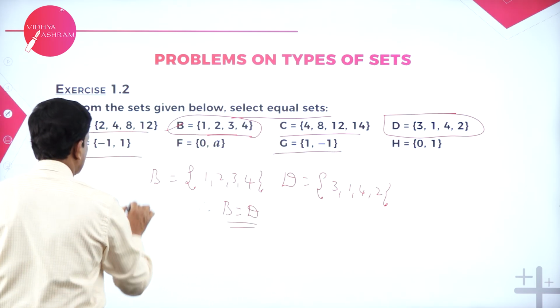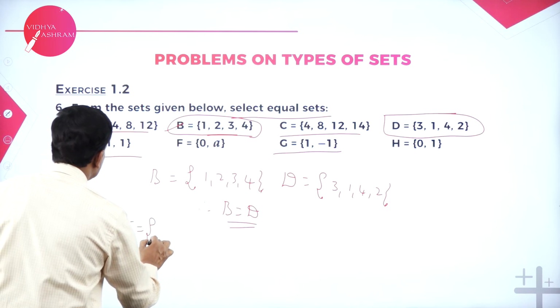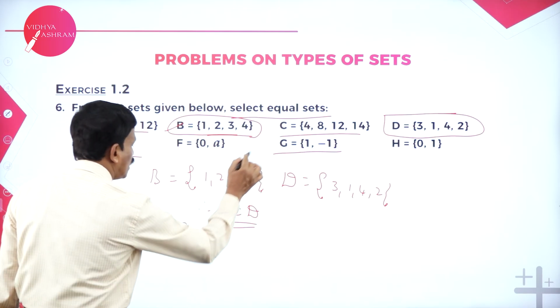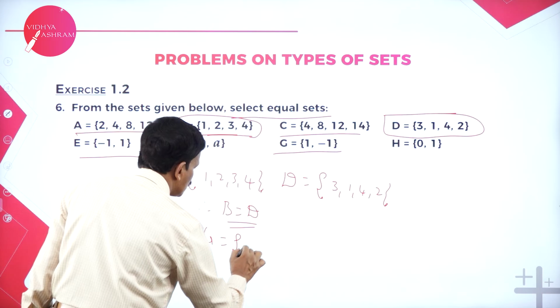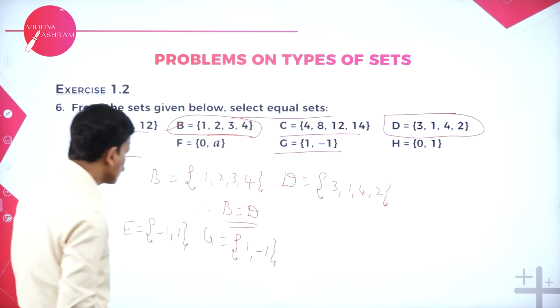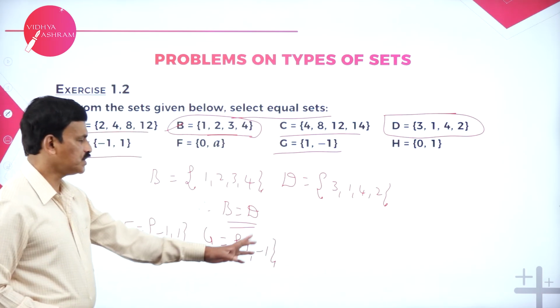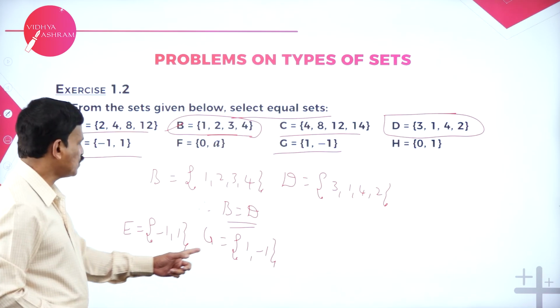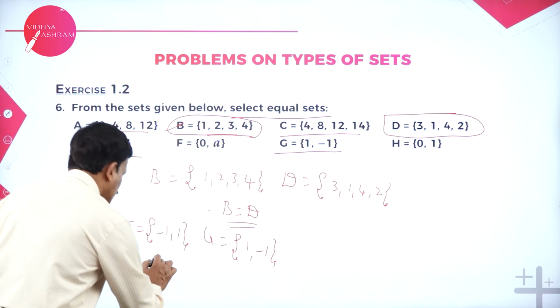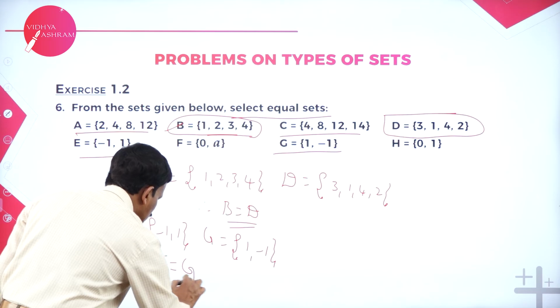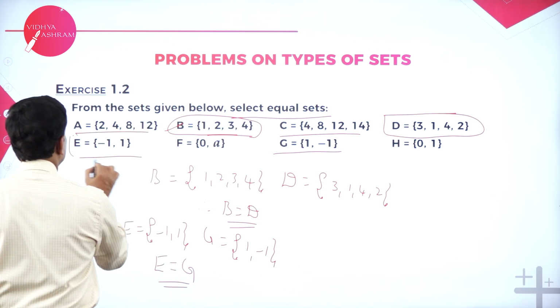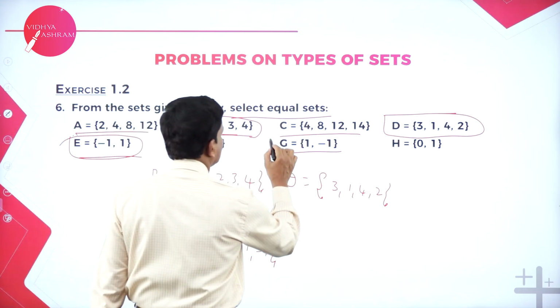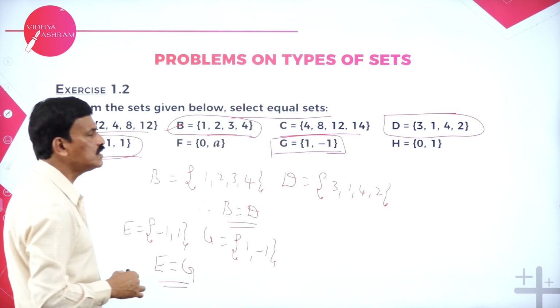Now let us come to this set. G, E and E. What does E contain? E contains minus 1 comma 1 and G contains 1 comma minus 1. See here. So E contains minus 1, G also contains minus 1, E contains 1, G also contains 1. So straight away you can say E is equal to G. So the set E and the set G, these two sets are equal.